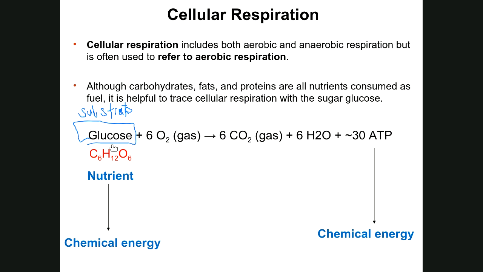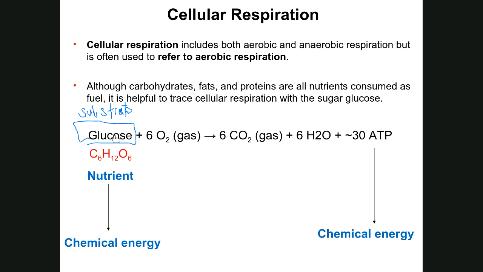So glucose is not only a reactant, it's our substrate. It's a nutrient that serves as chemical energy, but for cellular respiration, it is the substrate that is used. This is where it all begins with glucose. We will talk about how cellular respiration is broken up into 3 stages. The first stage is glycolysis. The starting substrate is glucose.